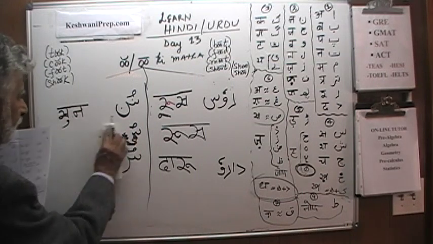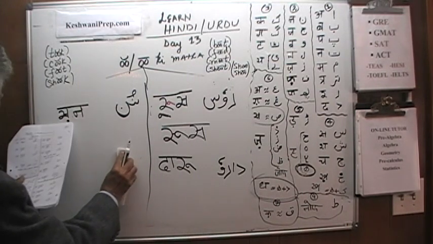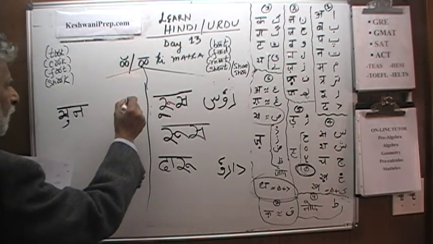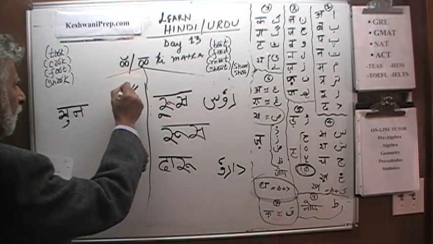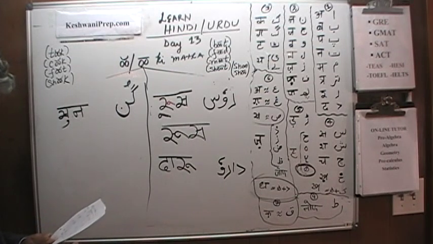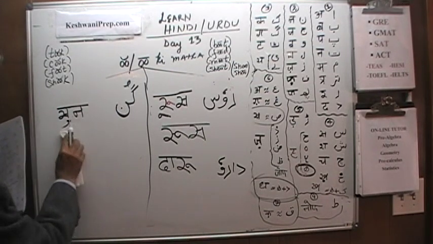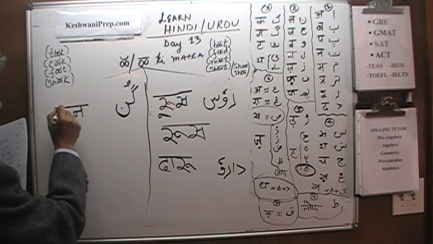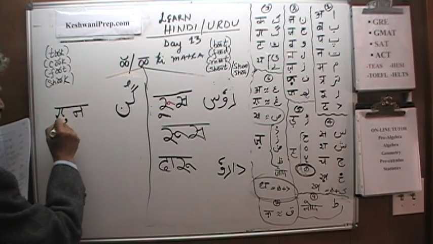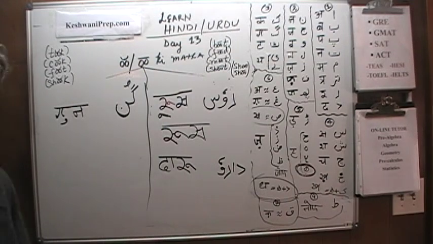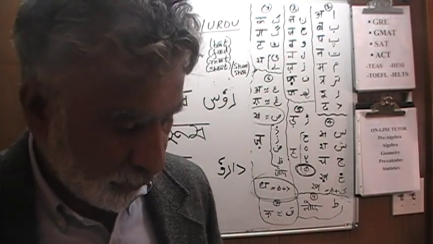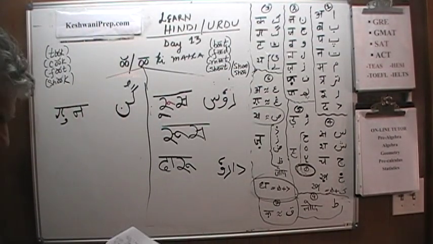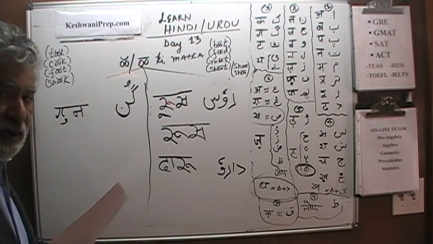Let's do one more. Gun. What is gun? Gun means merit, skill, virtue, quality. Just the one with the badi u ki matra.